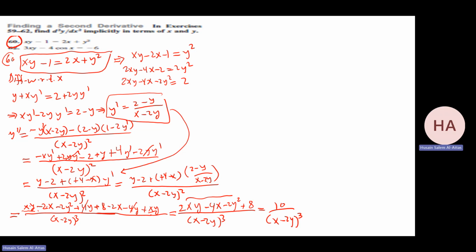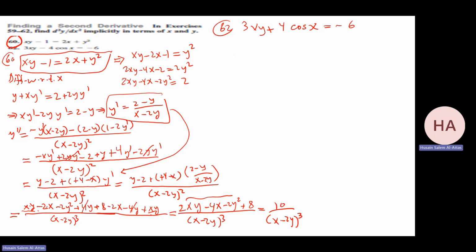Matter of calculation to me. It's not that difficult, but calculation things. Problem 62. I have 3xy. Hopefully this one is easier. Plus 4 cosine x equals minus 6. Differentiate. I have 3xy prime.